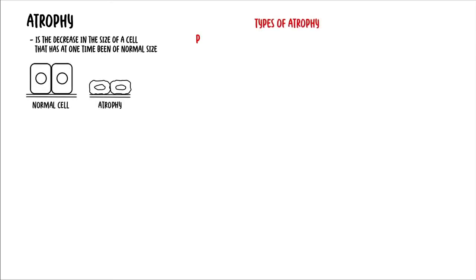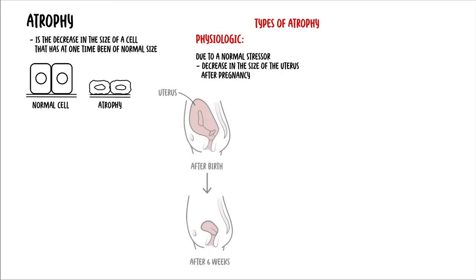The third type of cellular adaptation is atrophy, which is the decrease in the size of a cell that has at one time been a normal size. Physiologic atrophy occurs due to a normal stressor. For example, the decrease in the size of the uterus after pregnancy.